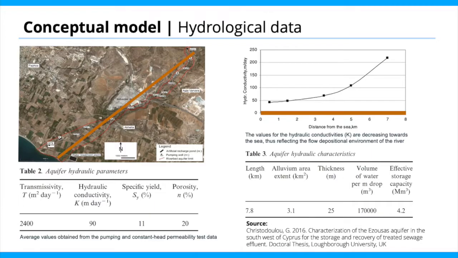Some few details that will be used during the modeling of the catchment. As you can see, there is a distribution of the hydraulic conductivity, which has lower values close to the coast, and it's monotonically increasing as we move further away from the coast. You see that the specific yield is around 11%, the porosity is around 20%. So these values will be considered during the calibration of the model.